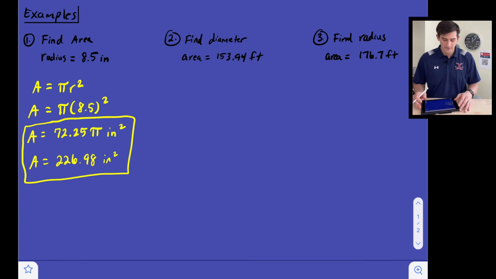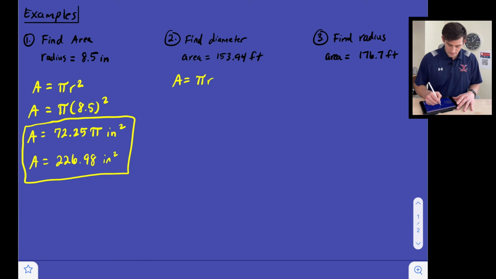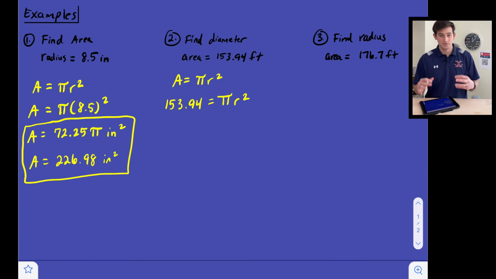All right, number 2, we want to find the diameter when the area is 153.94 feet. So we'll start with our equation, area equals pi r squared. But this time we know the area, so we're going to plug in 153.94, and we're going to set that equal to pi r squared. Okay, now our job here is to solve for r, and then once we find r, which is the radius, we can just double that to get the diameter.